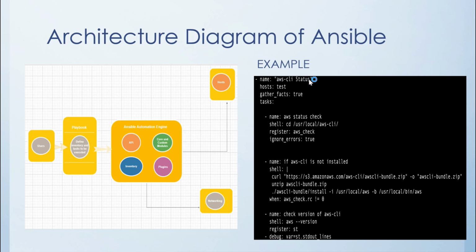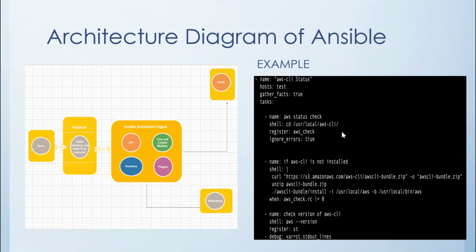Our playbook name is AWS CLI. Our host is test host. And we have used a module function, gathering facts, which is true. So we will be gathering all the facts in the host machine, and we'll be retrieving all the details of all the packages installed in the host using this module.